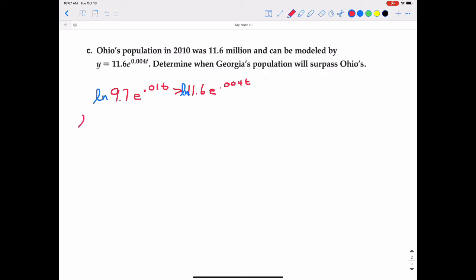We're going to take the natural log of 9.7 and add it to the natural log of e to the 0.01 t power. So notice that it's 9.7 e as a single logarithm, but that can be expanded to two separate logarithms through addition. We're going to figure out when is that greater than the natural log of 11.6 plus the natural log of e to the 0.004 t power.